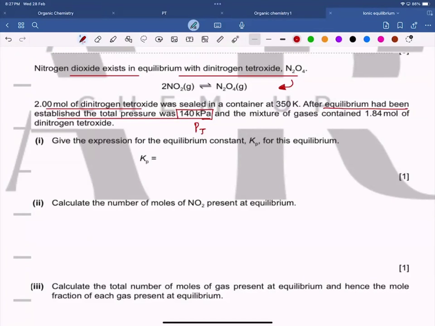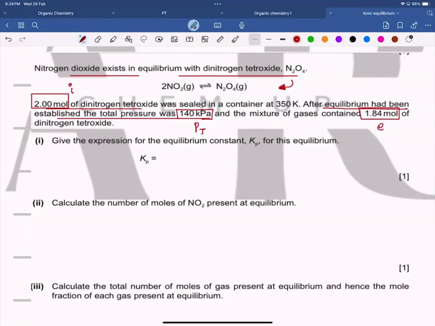Yes, sir. What about these 2 moles? Are these initial moles or the moles at equilibrium? Initial moles, sir. Initial moles. And the mixture of gases contains 1.84 moles of dinitrogen tetraoxide after equilibrium had been established. So it means these 1.84 moles are at equilibrium or initial? Equilibrium, sir. At equilibrium. Is this understandable to all of you? Yes, sir.